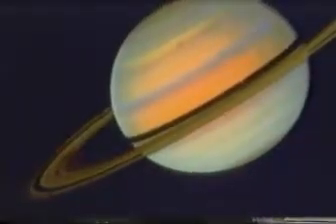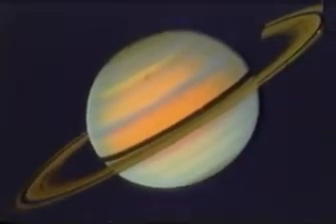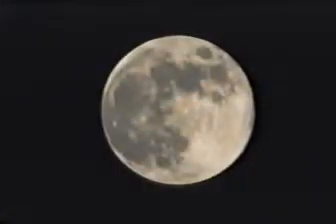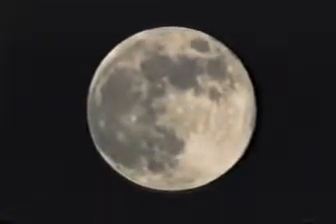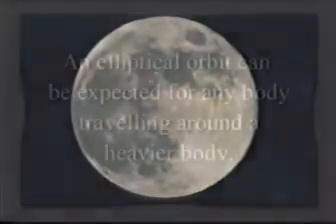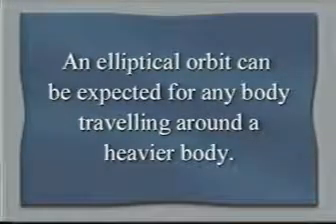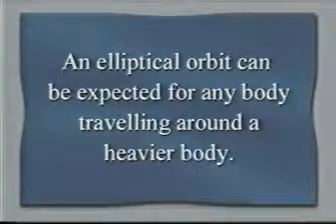Meanwhile, Kepler, using the data and his own knowledge of ellipses, came up with his rules of motion of planets. And one of his rules was that planets travel about the sun in an elliptical orbit. And basically, the moon would travel around the Earth, or the moons of any other planet would travel around their planet in an ellipse. The elliptical orbits were to be expected for any body traveling around a heavier body, like the Earth around the sun.